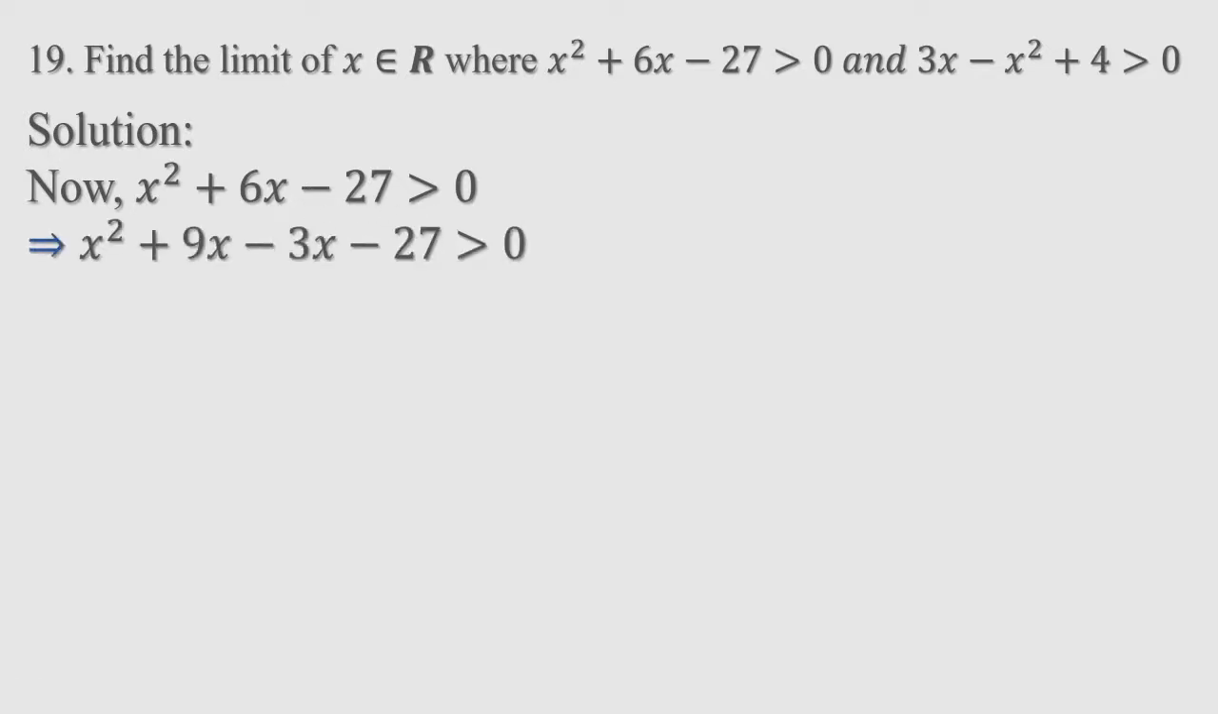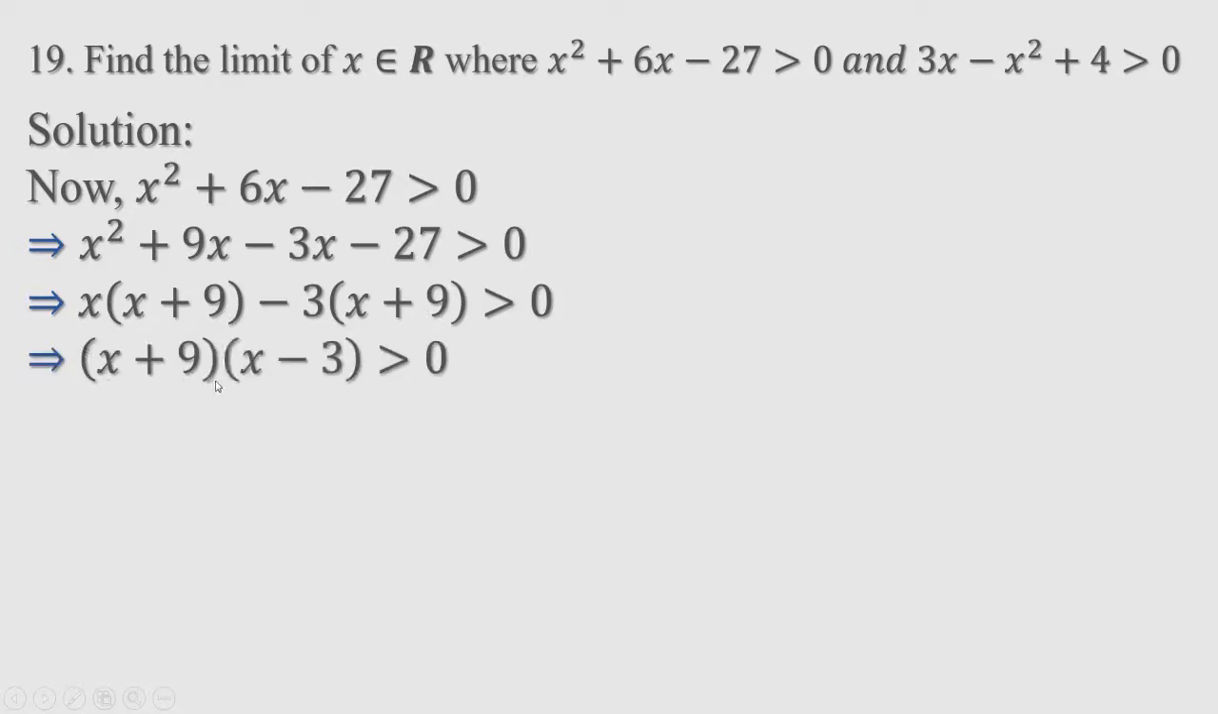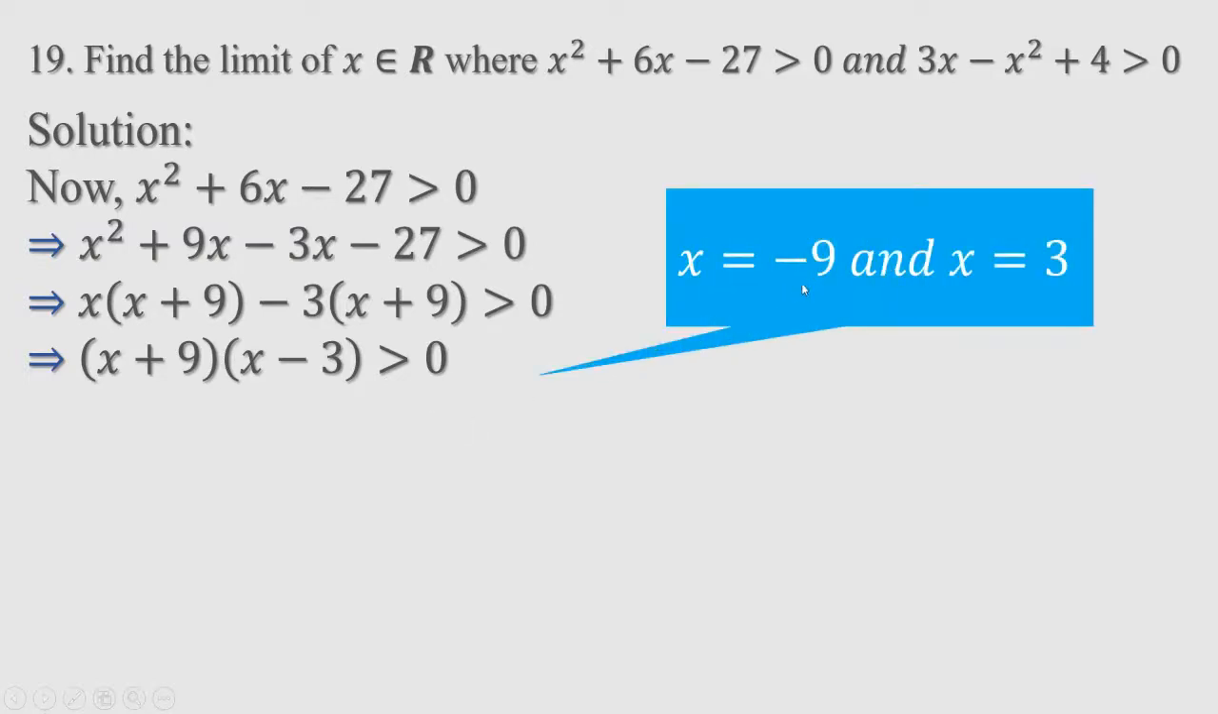Using middle-term factor, we can easily factorize this expression. x square plus 9x minus thrice x minus 27 greater than 0. Now taking x as a common, we get x plus 9, and minus 3 as a common, we get x plus 9. And taking x plus 9 as a common, we get x plus 9 into x minus 3 greater than 0. If we let this inequality as a linear equation, then we get values of x are minus 9 and 3. The smallest value is minus 9 and greatest value is plus 3.